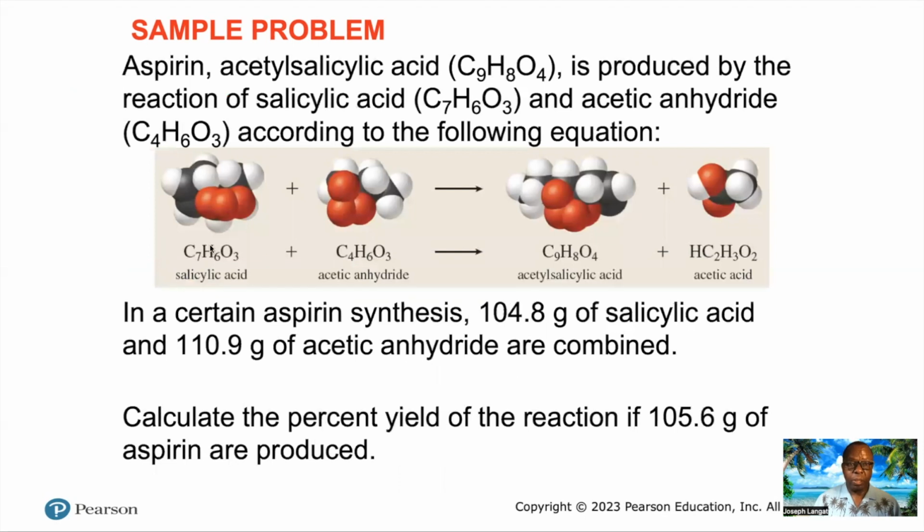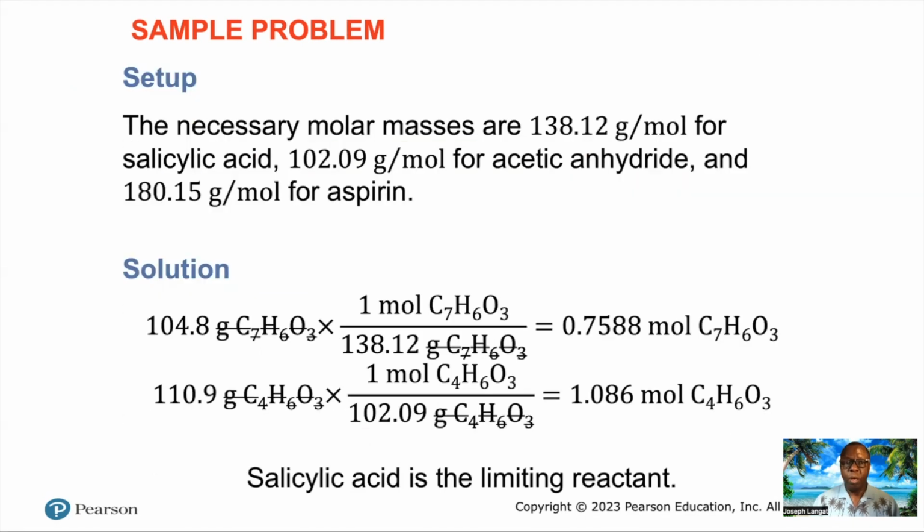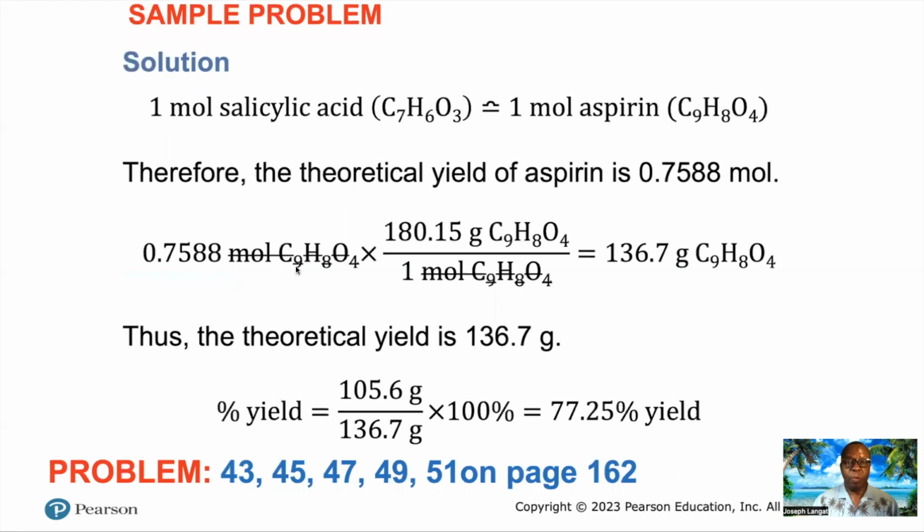So salicylic acid is the limiting reagent, which will give the same number of moles of acetylsalicylic acid, which is the aspirin. We use the same number of moles to find the mass produced. This is the theoretical yield, and to get the percent yield, actual over theoretical times 100, which is 77.25.